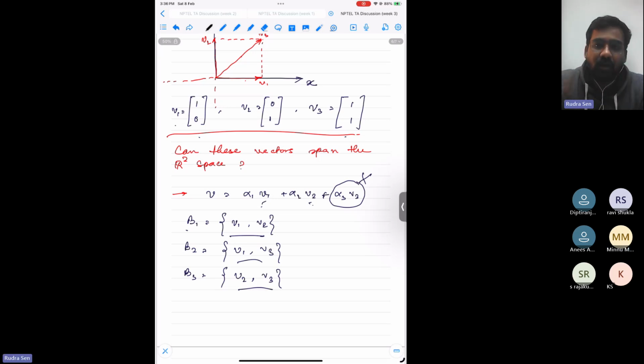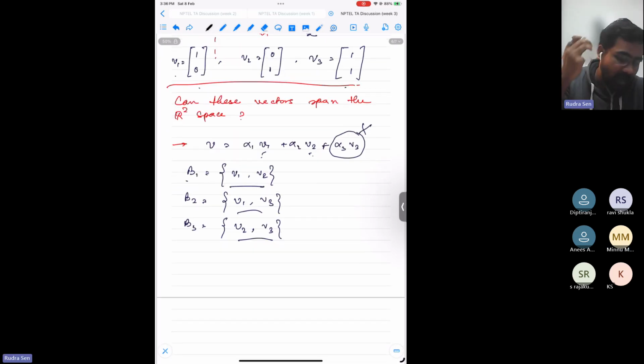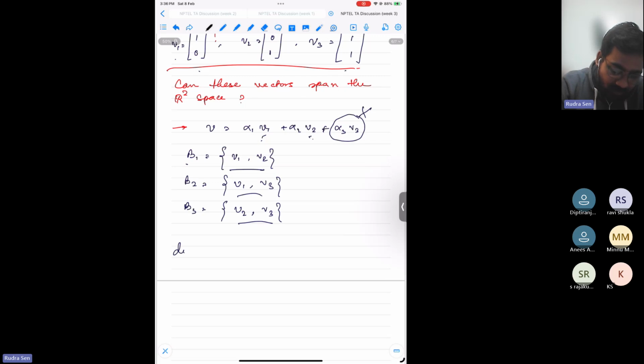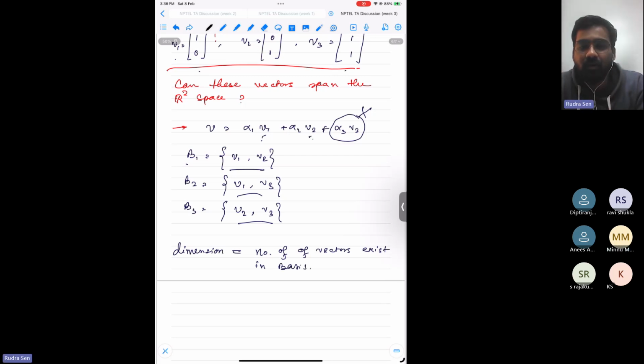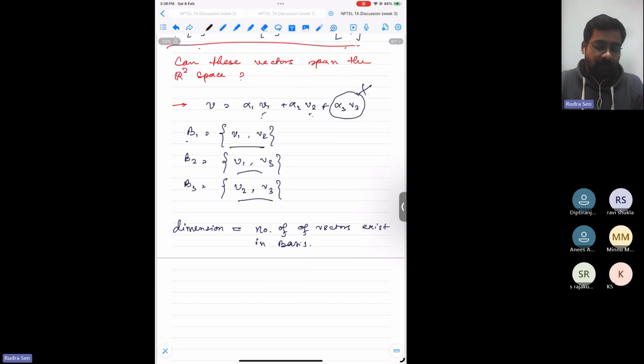Okay. So now comes the dimension of the system. What is the dimension of the system? Dimension is the number of vectors that exist in a basis. So is this clear to you all? What is a basis? What is linearly independent? What is spanning the space? And what is the dimension? I hope I'm able to clear this concept.